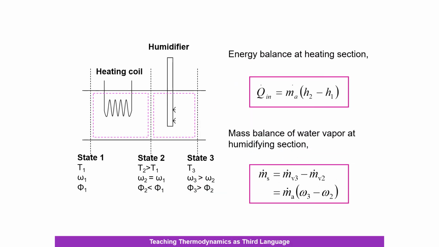So this is what you have for energy balance at the heating section, which I've described to you earlier. You have Q in, the amount of heat supplied into the stream, equals m dot A times (H2 minus H1). So you should be able to find H2, H1, and m dot A. And mass balance for water vapor, how much water vapor is actually introduced: you can use the relationship m dot A times (omega 3 minus omega 2), the omega 2 that you have at state 2. And bear in mind omega 1 and omega 2 have the same value because you are not introducing or extracting any moisture from state 1 to state 2.